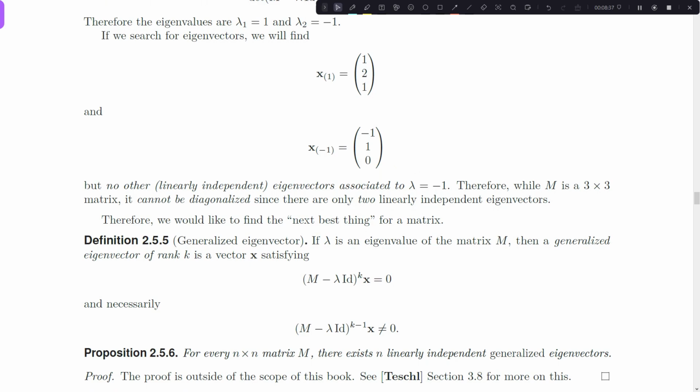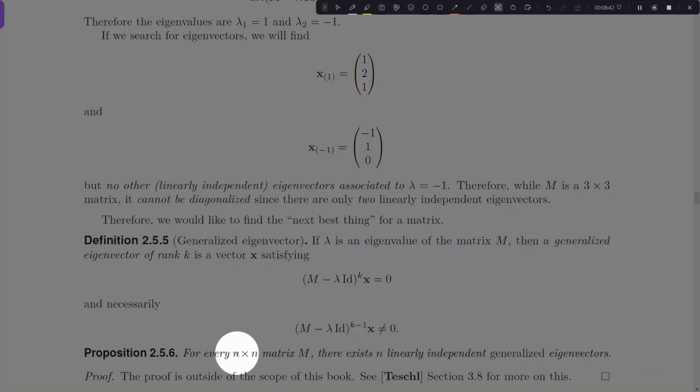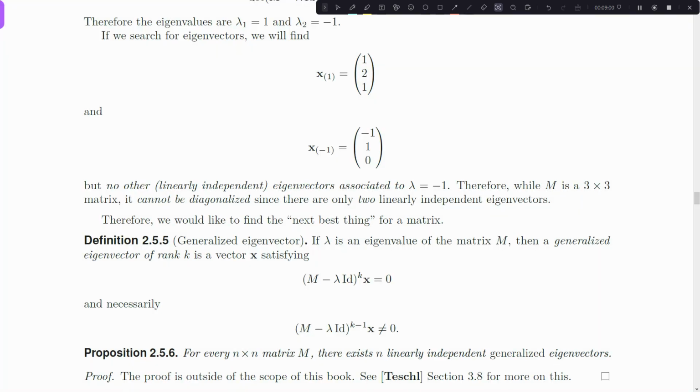Okay, so here's a really good proposition that's very useful for us and all mathematicians. For every n times n matrix, there exist n linearly independent generalized eigenvectors. So no matter what matrix I choose, I can always find a collection of linearly independent generalized eigenvectors. And that's what's going to give me the next best thing to diagonalization.